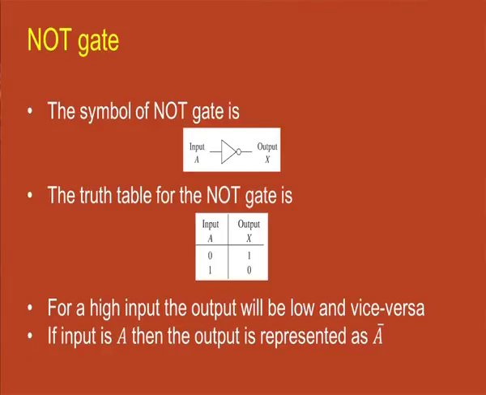Now, here as you can see, the input is named as A and the output is named as X. Now, if we look at the truth table for the NOT gate, then we will see that for an input of 0 at the input point A, we get an output of 1 at the output point X. Similarly, if we give an input of 1, then we obtain an output of 0. So, from this we can say that for a high input, the output will be low and vice versa. As I said, the output here is shown as X, and that can be written as A bar, because the bar represents the complement of the input A.